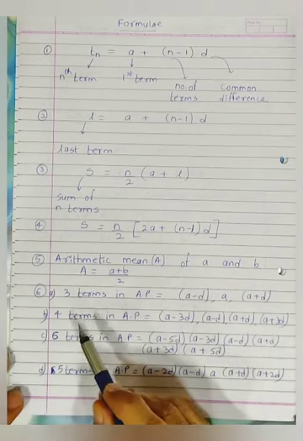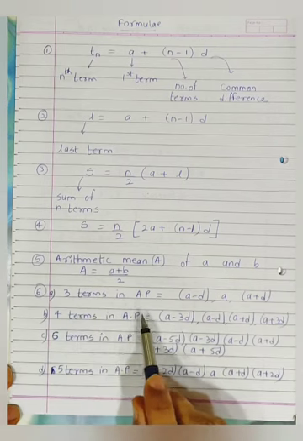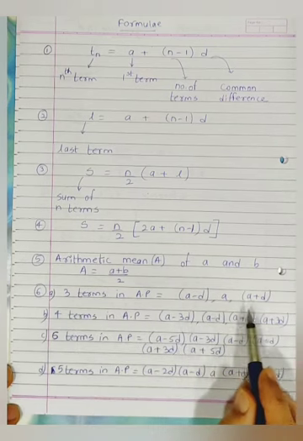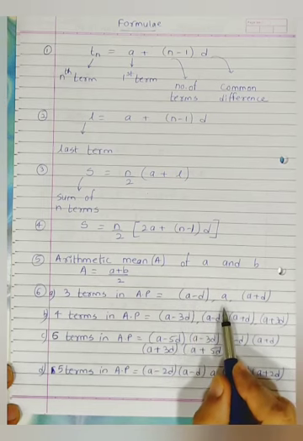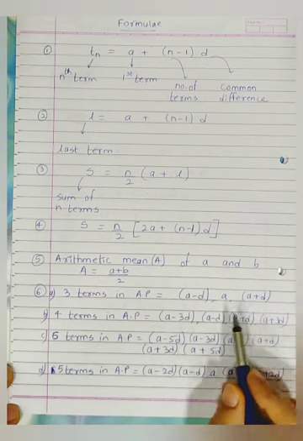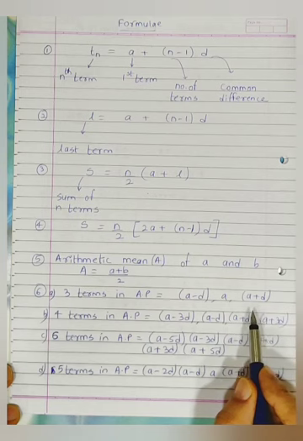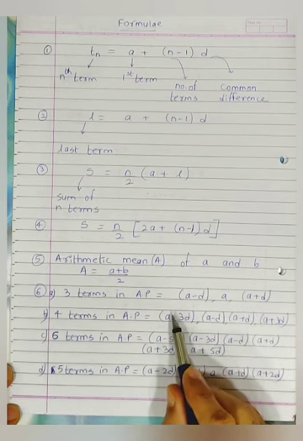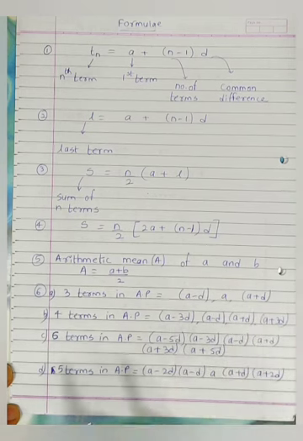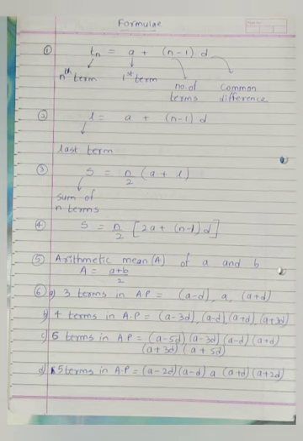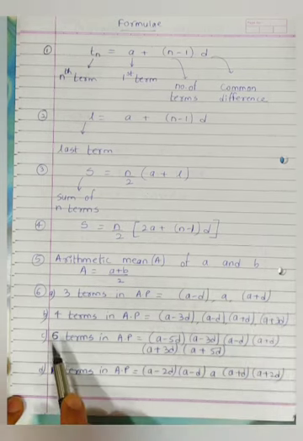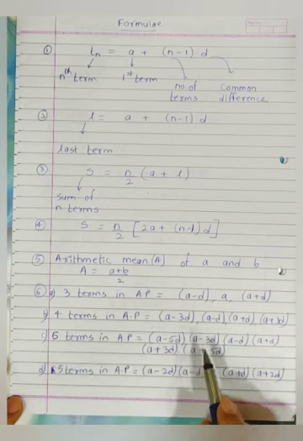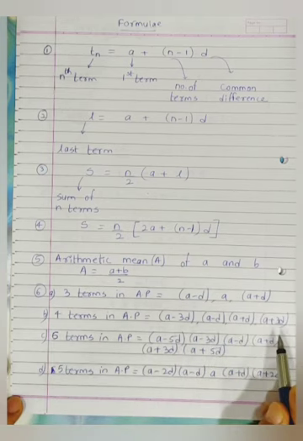So if they tell you to assume first three terms in AP, remember you should do a minus d, a and a plus d. So your first term is a minus d, second term is a, and third term is a plus d. Why we chose this order? Why we chose these numbers? Because you notice if you add up all of them, your d gets eliminated. So what will be the total of all these terms? Only 3a. Same way if they say 4 terms, a minus 3d, a minus d, a plus d, a plus 3d.